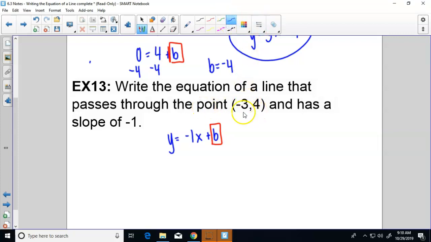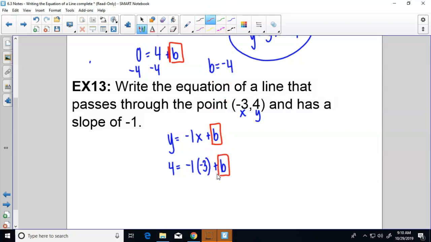So I know this point right here is on the line. That tells me if I plug in negative 3, I get 4 for my y. So we're going to take those two numbers and plug them in for our x and our y. So the y is 4, so I'm going to put 4 here. And I'll have negative 1 times the x, which is negative 3. So I'm going to plug in negative 3 there. Alright, so whenever I do that, then I have to solve that equation for the b. I've got to get the b by itself.